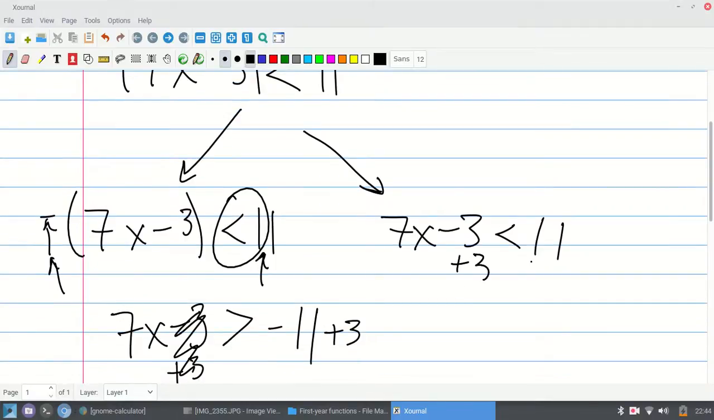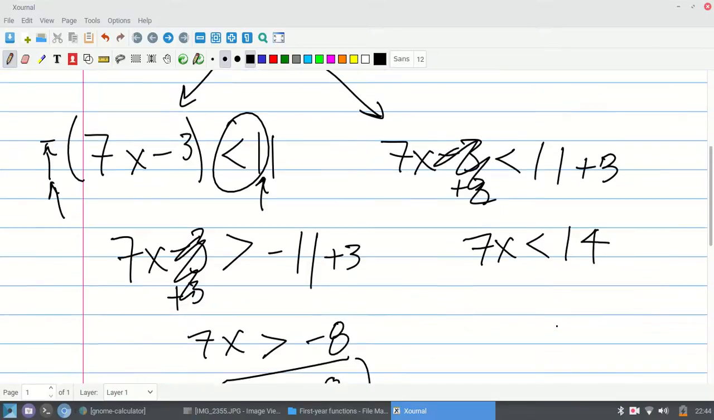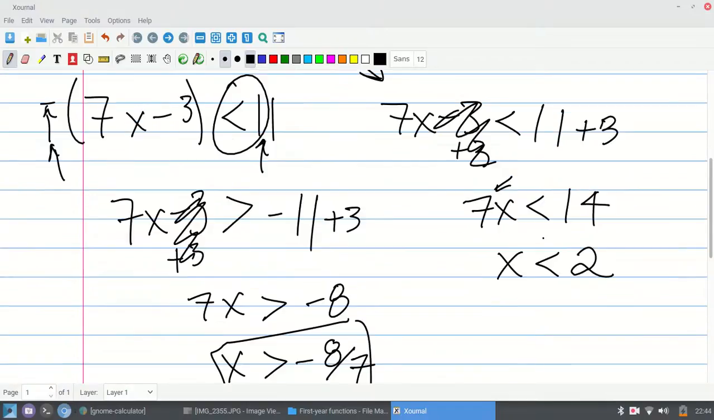So add 3 to both sides. 11 plus 3 is 14. So 7x is less than 14. So I end up getting that x is less than 2. Notice I'm dividing both sides by a positive, so I don't have to change the sign in that case, only when you're dividing by a negative.